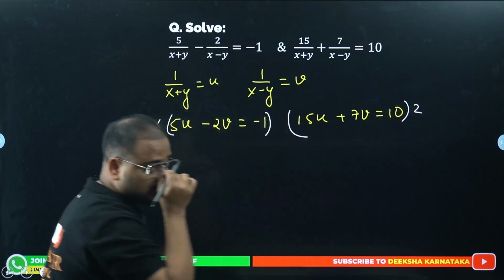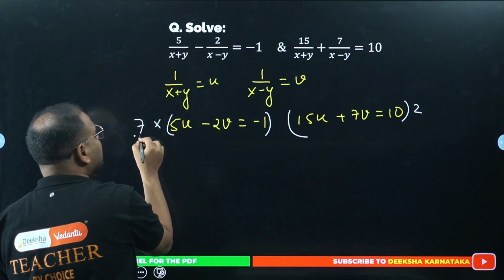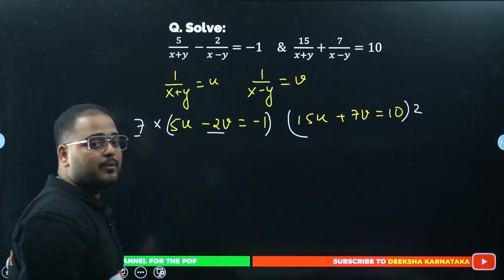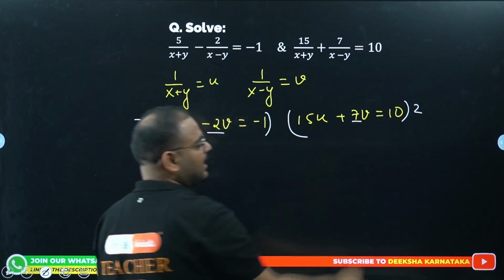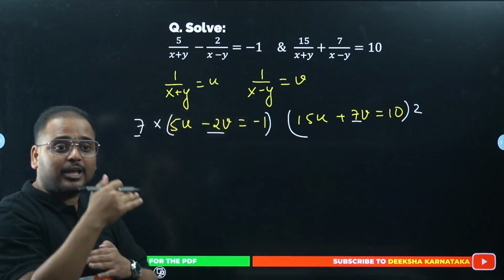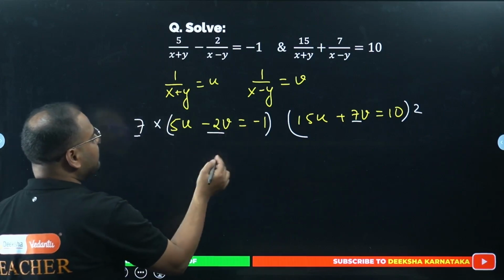Sir, how do you know this? Because I have a negative term here. If I multiply 7 with minus 2v, I will get minus 14v, and if I multiply 2 with 7v, I'll get plus 14v. I can add the equations and get rid of the v terms. Okay, for that reason, simplify and write them again.